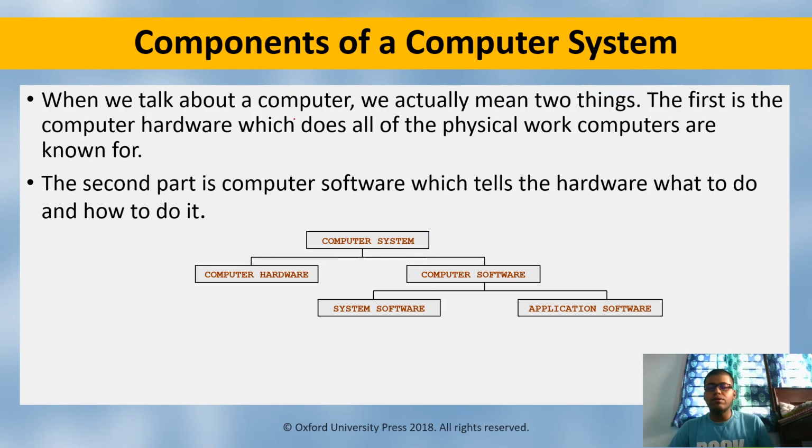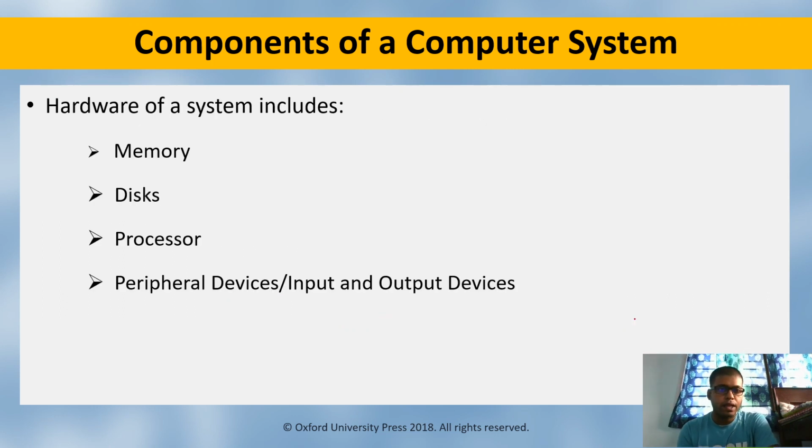Now, when we talk about computers, we actually mean two things. The first is computer hardware. What are the components of the computer system? One is computer hardware and another is computer software. These two parts, hardware and software. The software can be divided into system software and application software. We will come to the different parts of computer hardware and software in a few slides. Now come to the hardware part.